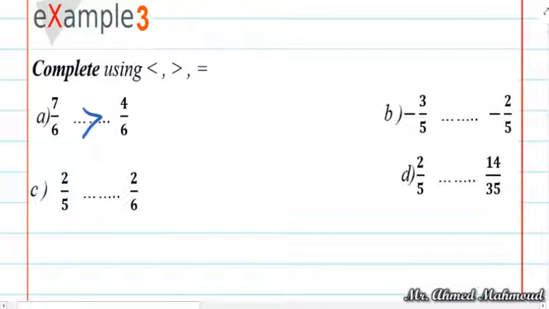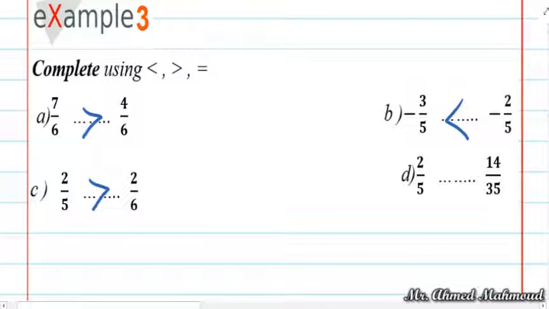B, negative 3 over 5 and negative 2 over 5. Here we have the same denominator, 5. Then we are going to compare between negative 3 and negative 2. Negative 2 is greater than negative 3. C, 2 over 5 and 2 over 6. If we have the same numerator, then we are going to compare between the denominators. The smaller one is the greater fraction. That means 2 over 5 is greater than 2 over 6 because 5 is smaller than 6. Again, if the numerators are equal, then the smaller denominator is the greater one.